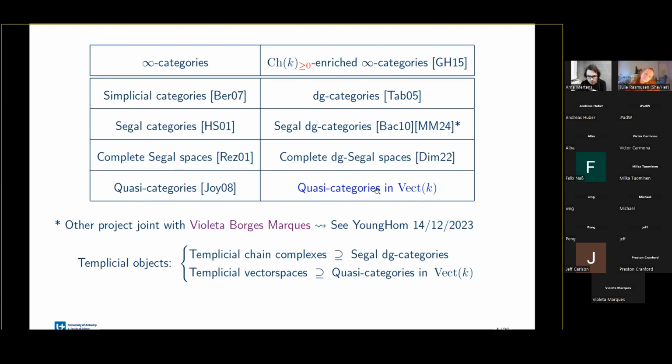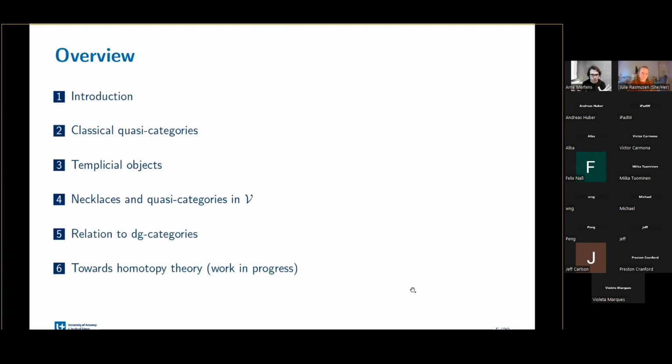And these quasi-categories in vector spaces are based on what we call templicial objects. They are some kind of enriched variant of simplicial objects. And they were also used by Violetta to define the Segal DG categories. So she used templicial chain complexes, and as a subclass, she defined the Segal DG categories. And then what we are going to do today is consider templicial vector spaces, and as a subclass, we will find these quasi-categories in vector spaces. But I will explain all of this in detail in a second. Okay, so that's the introduction.